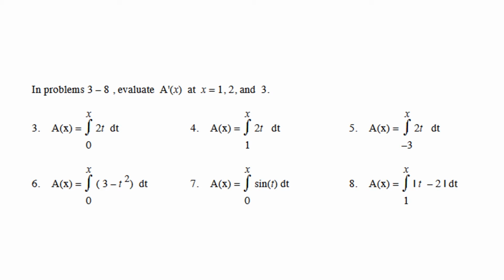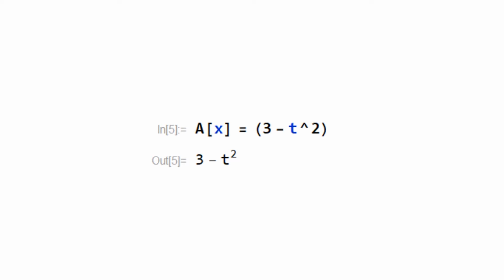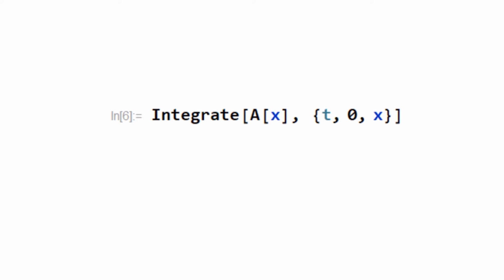So in these problems we're going to evaluate A of x at x equals 1, 2, and 3. For this specific problem, we're going to be doing this one right here. A of x equals 3 minus t squared, and that is our equation. So if we take the integral of this, integrating upon t from 0 to x, we have this equation.